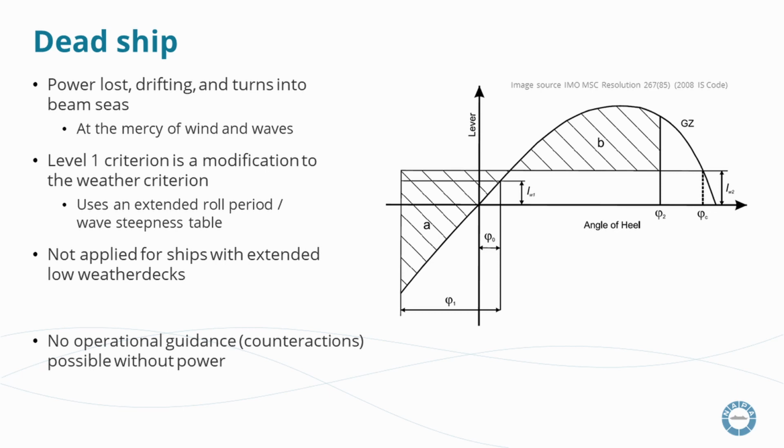The failure mode is however not intended to be applied for ships with an extended low weather deck, as water on the deck may have an impact on the behavior of the ship. Good to note is also that, as the ship is completely without power, no operational guidance or counteractions are possible to get away from this failure mode.